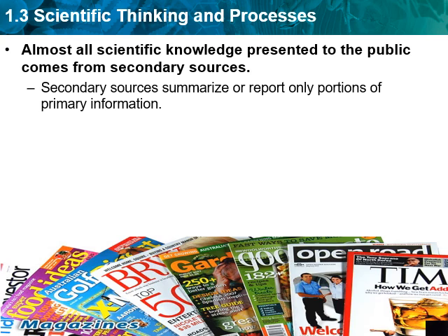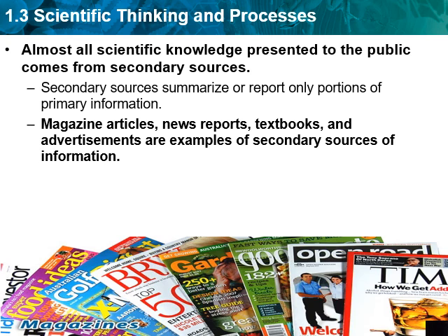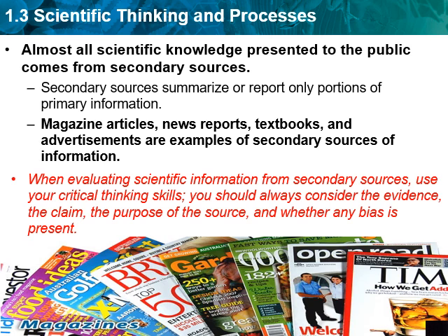So almost all of our scientific knowledge presented to the public comes from a secondary source. We don't go around reading scientific journals. We read articles in different magazines. And so secondary sources summarize or report only portions of those scientific journals, so portions of primary information. And some of these include magazine articles, news reports, textbooks, and advertisements. They're all examples of secondary sources. Not that they're not reliable as well, they're just not coming from that primary source.